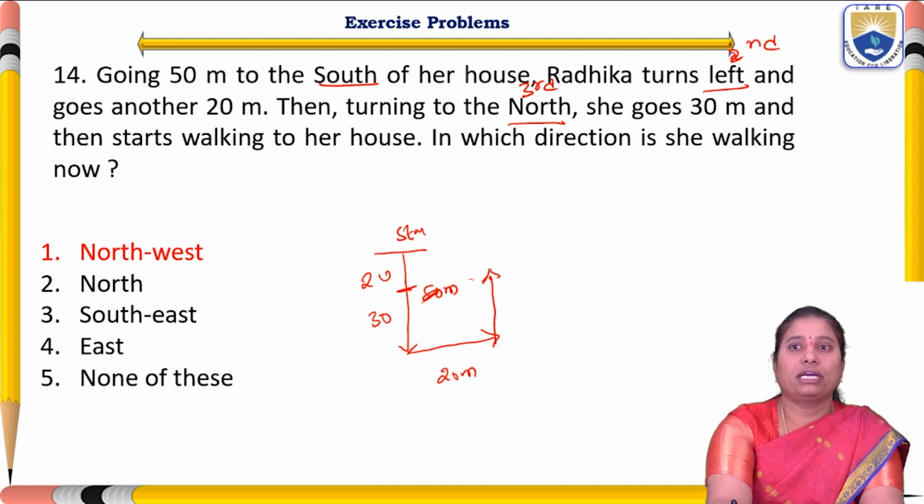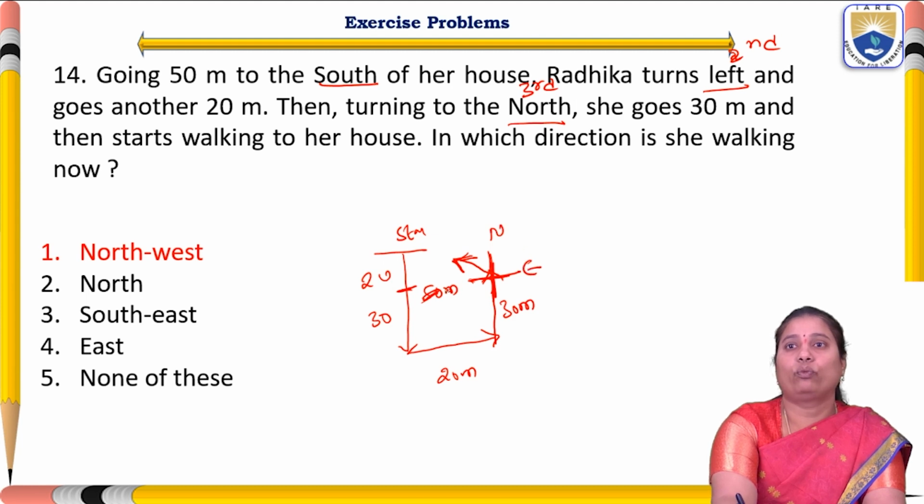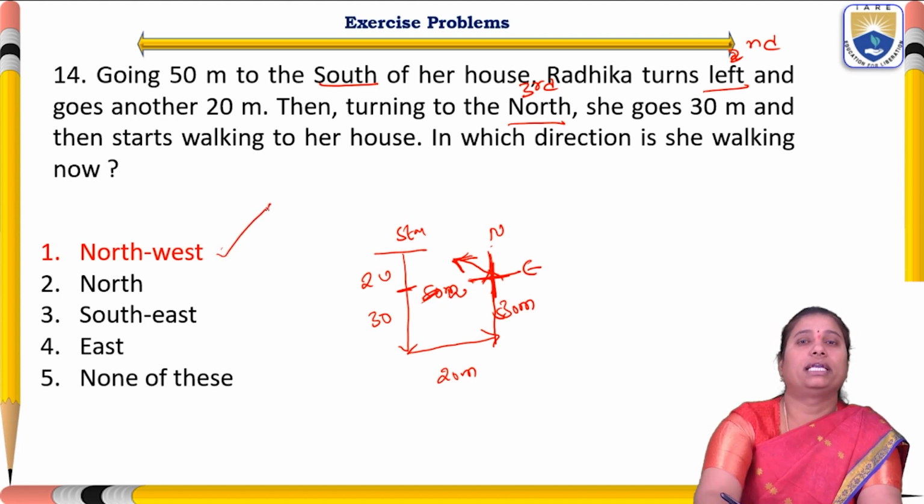So now there we have to end. Here it is the 30 meters. And then she started walking to her house. So now from this one, she has started towards her house. She has started towards her house, so among north, east, west and south, in which direction is she? Now she is walking towards her house, which means the northwest direction.